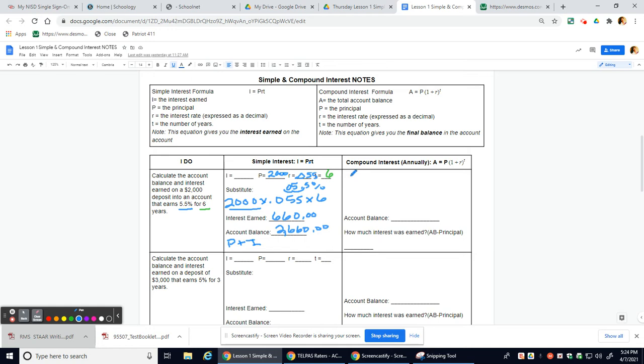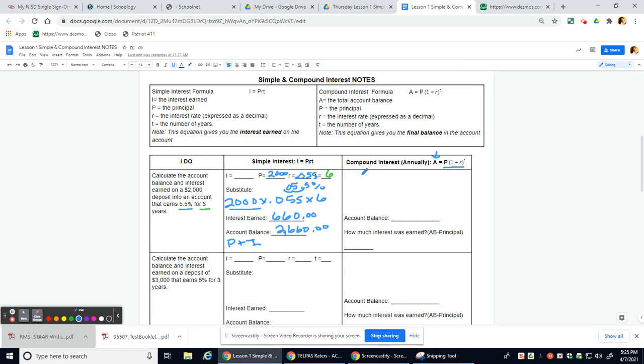So now let's take the same amount of money, and now we're going to say that it's being compounded interest, and we're going to compound the interest annually. So here's your formula. We're going to take the principal. However, this formula does give you your final balance all at once. Here I had to add my interest to my principal in order to get that.